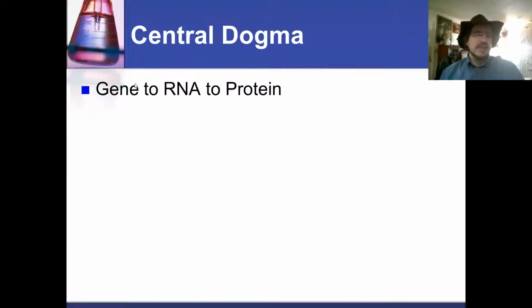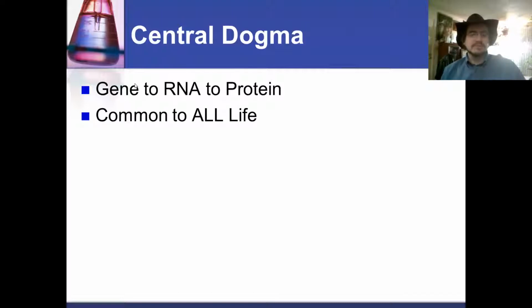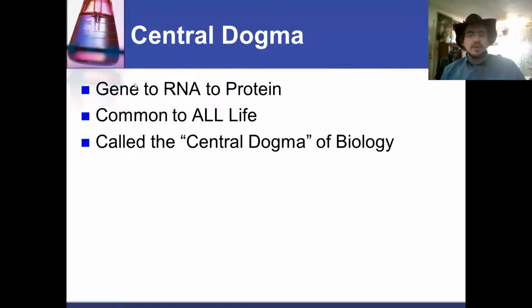Between this and the fact that all cellular life forms undergo glycolysis, we can see pretty clearly that all life on Earth is related through evolution. And brother, that is awesome. To think about how all cellular life is a family. Pretty neat. So we call it the central dogma of biology.